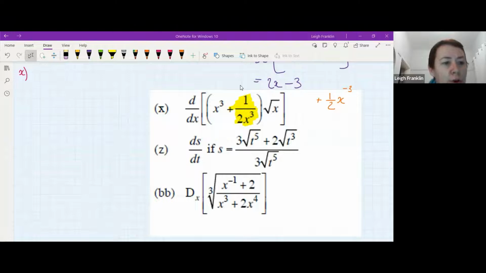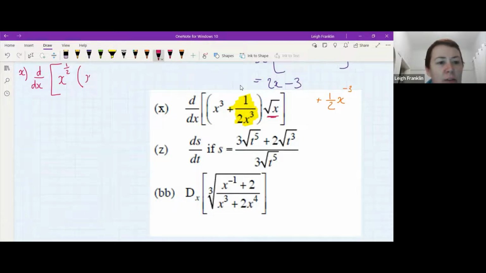Okay, so the derivative with respect to x of... what I'm going to do is bring this factor that's at the end to the front, and I'm also going to write root x as x to the power of 1 over 2. Then as far as what's inside the bracket is concerned, x cubed can just stay exactly as it is. I'm going to pull the half off, and then we're going to write x to the power of -3. Okay, everybody happy with that?